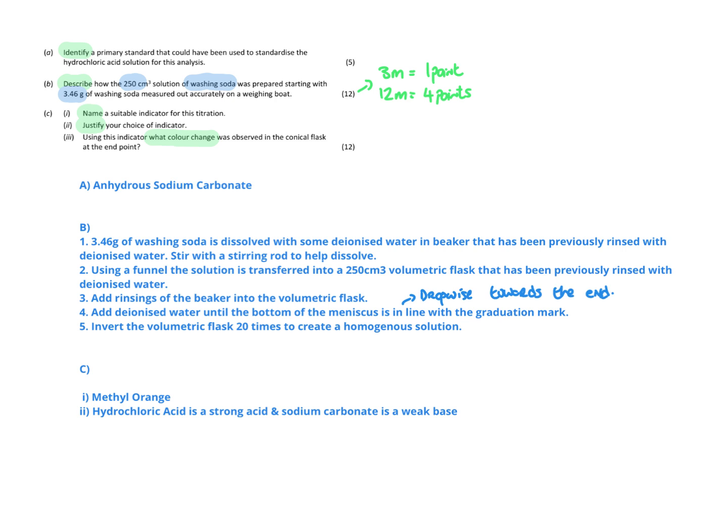Then it asks us to, using the indicator, what colour change was observed in the conical flask at the end. So the colour change that we observe at the end point of this experiment is an orange to pink colour. And you can clearly see there that I have given 2 colours, what it is before and what it is after, because I'm maximising my marks in this question.